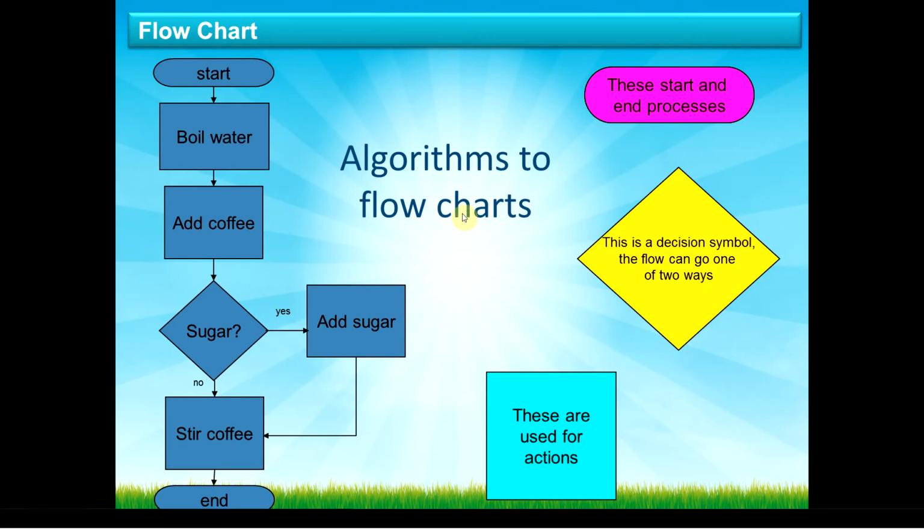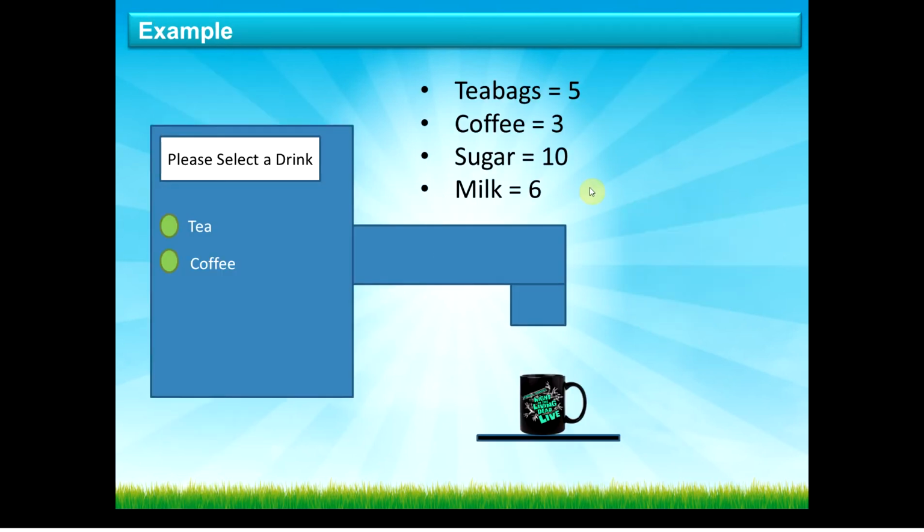Okay, we're going to take this one step further now. We are going to use a virtual tea machine that I have made to try and help you understand how an if statement would work in a modern day example. So in front of you I have made a tea machine. I want you to imagine that you're in a canteen and you're thirsty and you'd like a drink. So it says please select a drink. Okay, and actually I quite like tea, so I'm going to select tea.